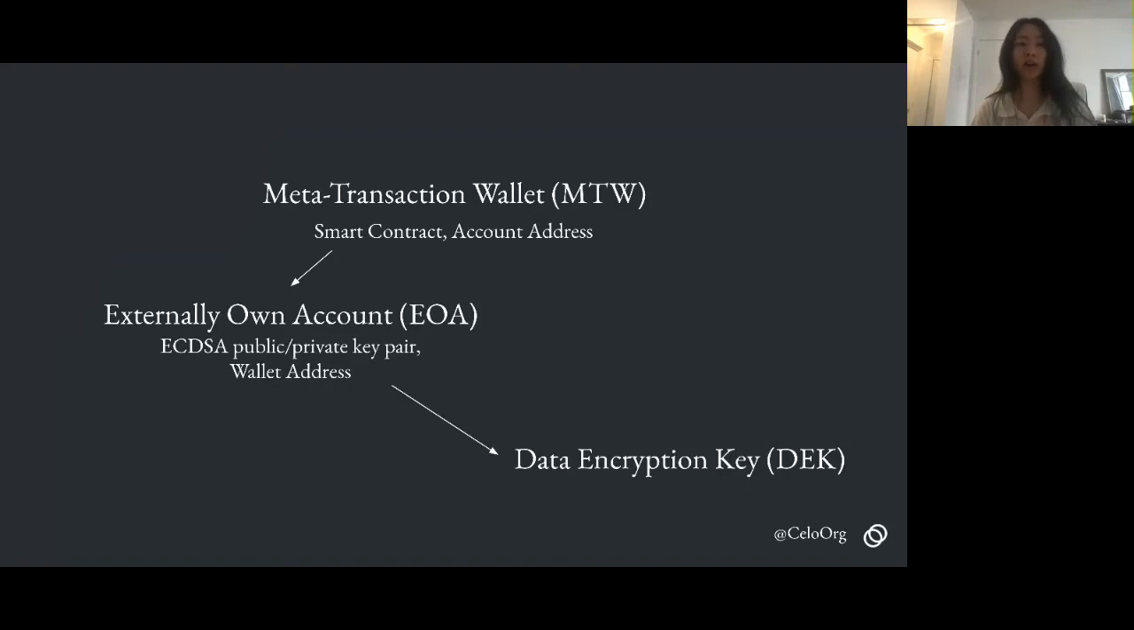The externally owned account is what you think of when you think of a traditional blockchain wallet. It has a public-private key pair, and this is what you use for sending and receiving transactions. So this is basically your wallet address. And for every wallet address that you have, we also generate a data encryption key, which is used for encrypting data, such as transaction comments or off-chain data, so not just data for sending and receiving transactions.